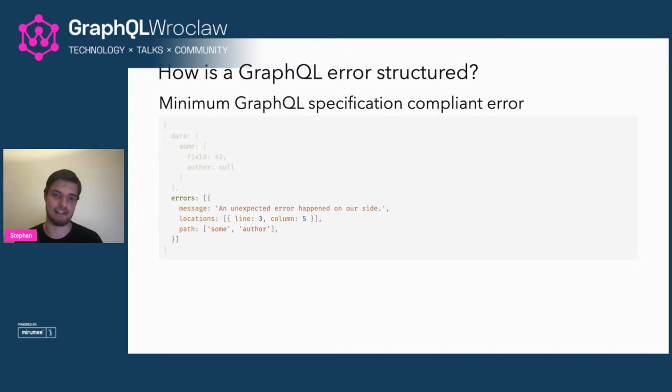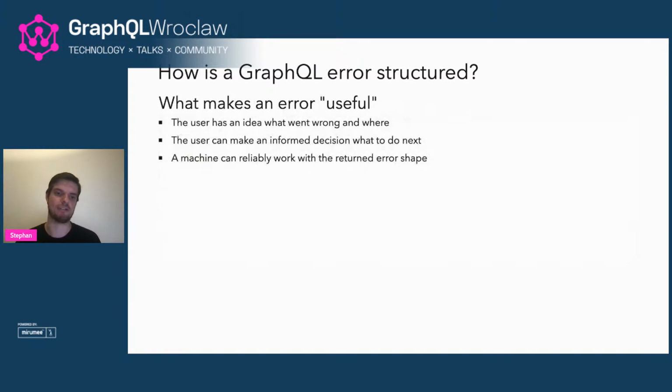This error in itself is not really useful, is it? So what actually makes an error useful? The user has an idea what went wrong and where. This is why there is the location and the path. So you know where you have to look in your query to see what might be going on. You want your user to be able to make an informed decision on what to do next.